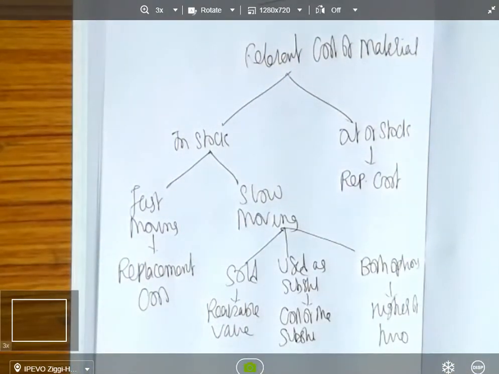Okay, this is what we have discussed. So I'll summarize again the relevant cost of material. As far as the relevant cost of material is concerned, the first question which I want to know is whether the material is in stock or out of stock. For all practical purposes and in most questions, the book value given in the question is irrelevant. The book value of the movie ticket will be 200 rupees the moment you have booked. I'm least bothered about what price you have paid in the past.